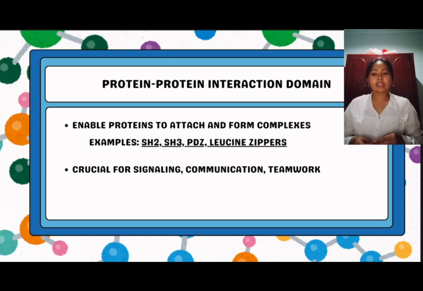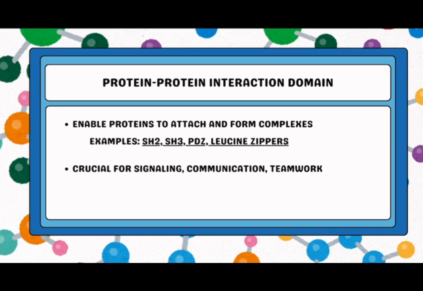And lastly is the protein-protein interaction domain. These domains allow proteins to physically attach to one another to form complexes or pass signals along a pathway. Some well-known examples here are the SH2 and SH3 domains in signaling proteins, PDZ domains in scaffolding proteins, and leucine zipper motifs in transcription factors. So these domains are essential in cell communication, signal transduction, and forming multiprotein complexes, much like Velcro strips that allow proteins to snap together and work.